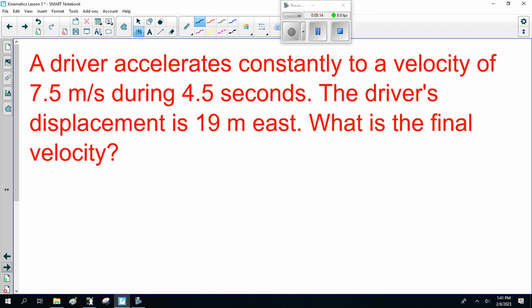Now, a driver accelerates constantly to a velocity of 7.5 meters a second during 4.5 seconds. The driver's displacement is 19 meters east. What's the final velocity? Once again, make a list of everything you know: v initial, v final, acceleration, displacement, and time. Actually, there's a typo here. Another one. The driver accelerated constantly to a velocity. What is the initial?